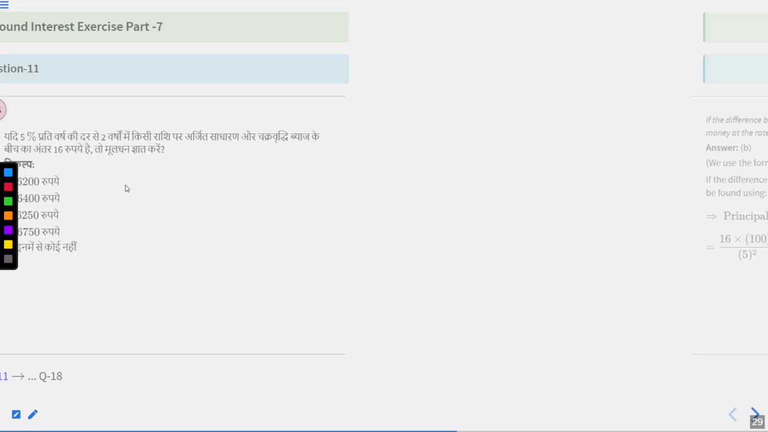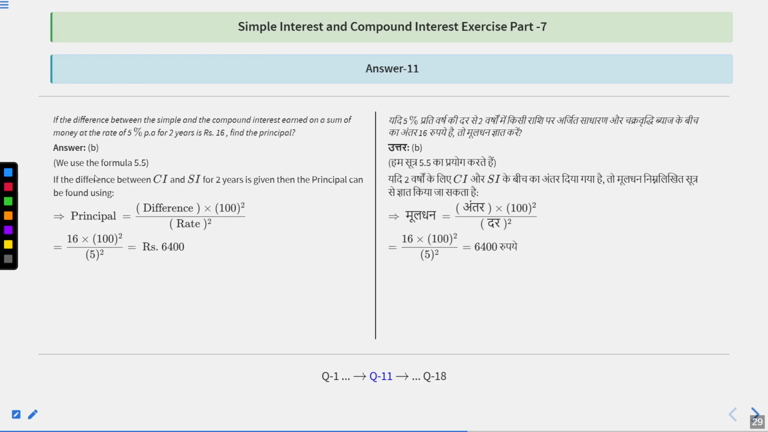Time's up. Let's see the solution. Now we know the formula for the difference between compound interest and simple interest for 2 years: difference equals PR² upon 100². By this formula, we can derive the principal. If you need to calculate the principal directly, it will be difference multiplied by 100² upon rate squared. So we just put these values and we get our principal, which is 6,400 rupees. B is the correct answer. Next one.